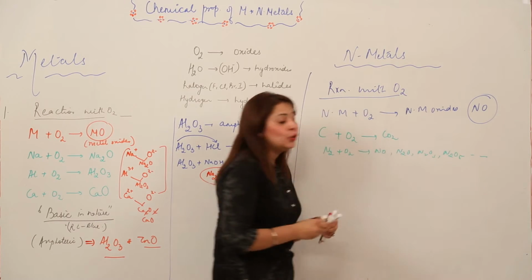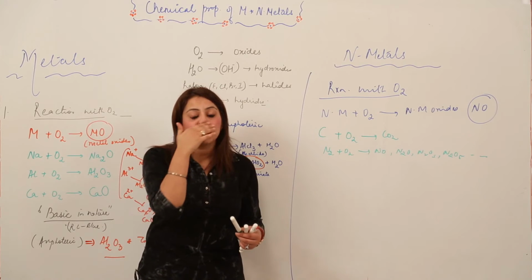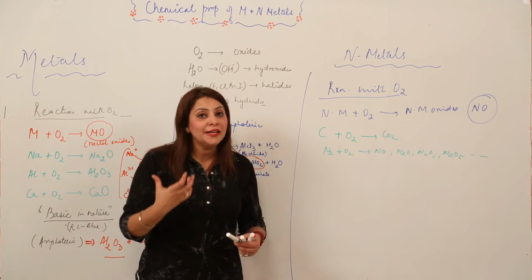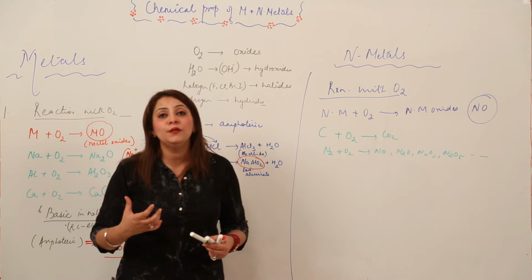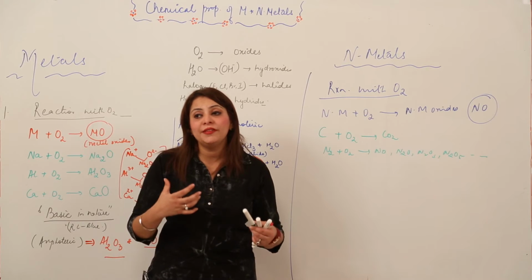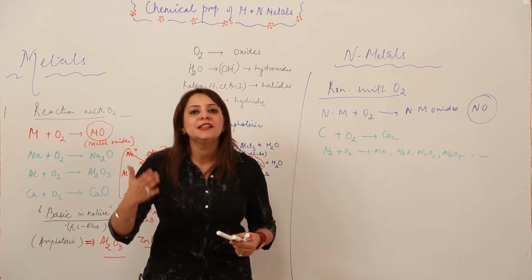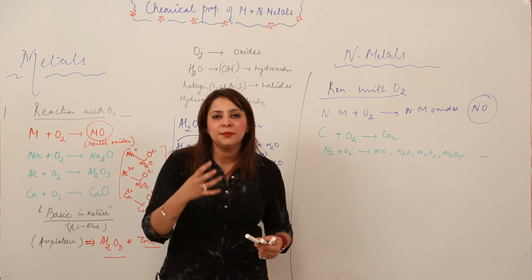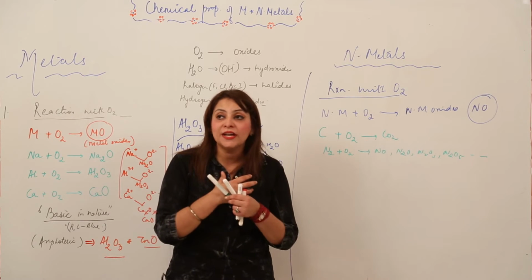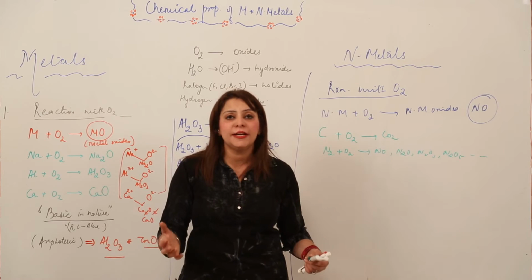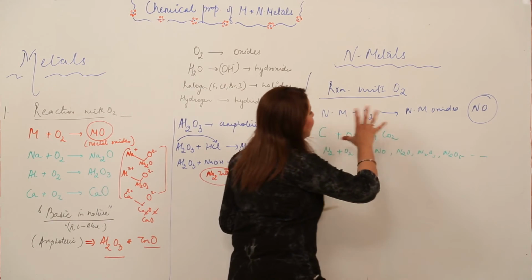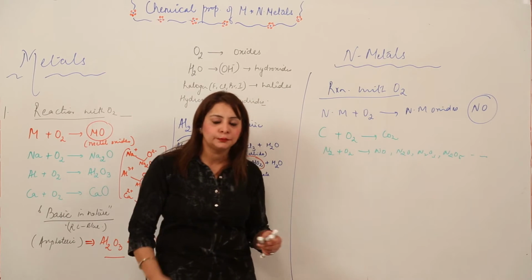So likewise, you know that nitrogen is an element which shows a variety of oxides. So you need to be familiar, or you may get a question: name a non-metal which shows oxides of different formulas, or which shows a variety of oxides. So that is nitrogen, right? That means the combination of nitrogen with oxygen shows many kinds of nitrogen oxides, right? So this is how we show how non-metals react with oxygen.